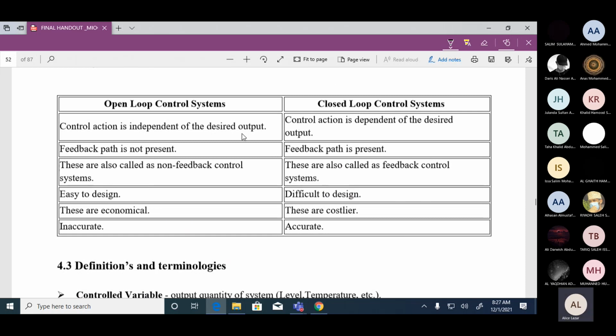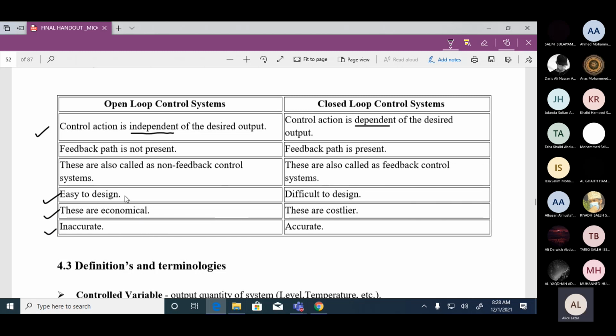So the first difference: in the open loop control system, the control action is independent of the desired output because we are not feeding it back. Whereas in the closed loop control system, the control action is dependent on the desired output. In open loop, there is no feedback. In closed loop, there is feedback. These are called non-feedback control systems. These are called feedback control systems. Now, what is important to remember is the first one.